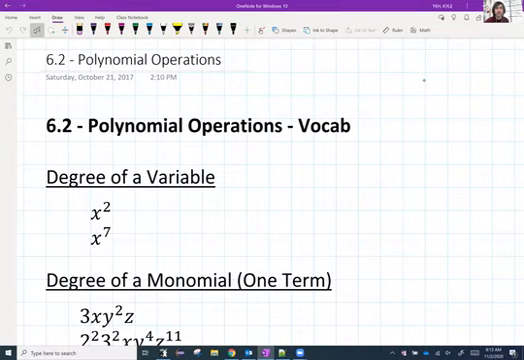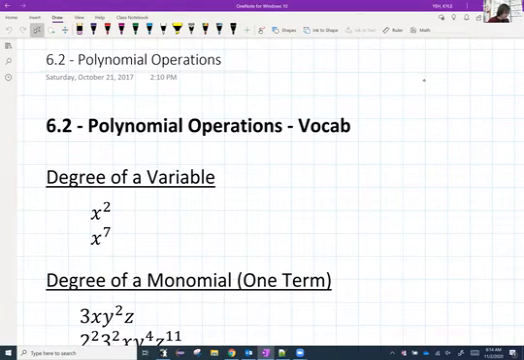One, some vocab that we need to know. We're going to be using it in future sections, so we got to be really familiar with it. And then two, just three operations on polynomials. Addition, subtraction, multiplication, which we should be pretty familiar with, especially after going over 6.1.